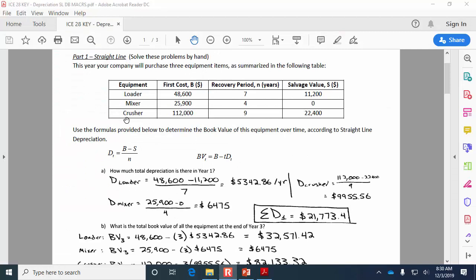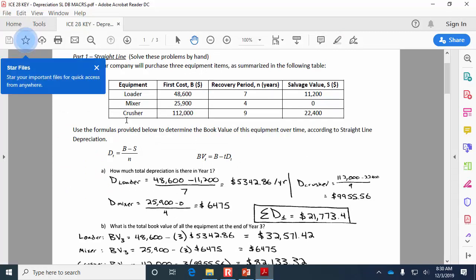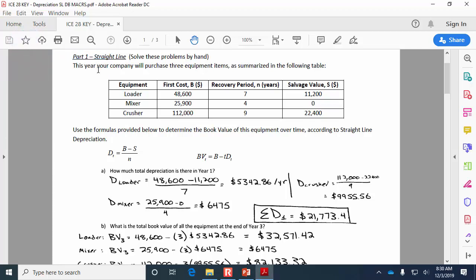If you want to check your answers so far, I've got the key up on the screen showing the depreciation in each year, the book value at year 3, and so on.